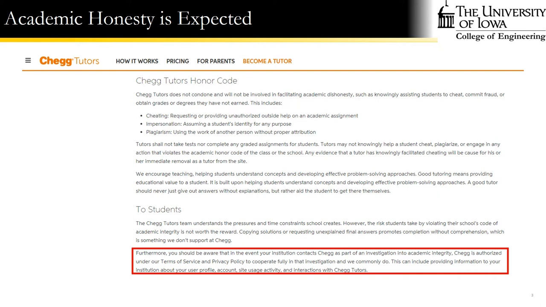Shown here is a snapshot from the user policy of one of the really popular websites, Chegg. There are similar policies for Course Hero, Quizlet, lots of these online solutions services. And this little highlighted portion at the bottom is something that a lot of people don't seem to know. Essentially, it's saying that if you as students post or use solutions in violation of your institution's academic honesty policy, your account information can be handed over to the school.